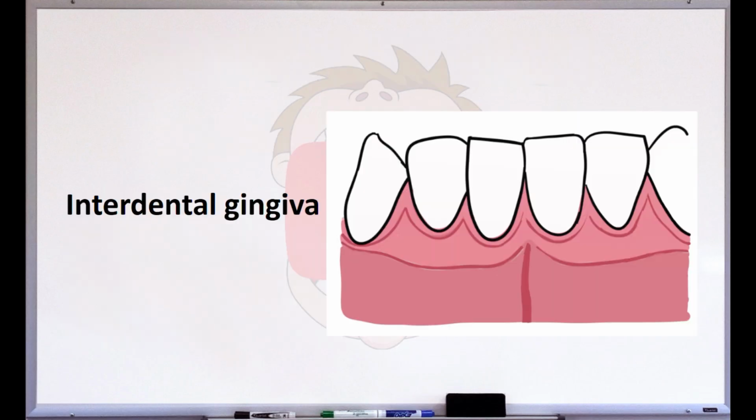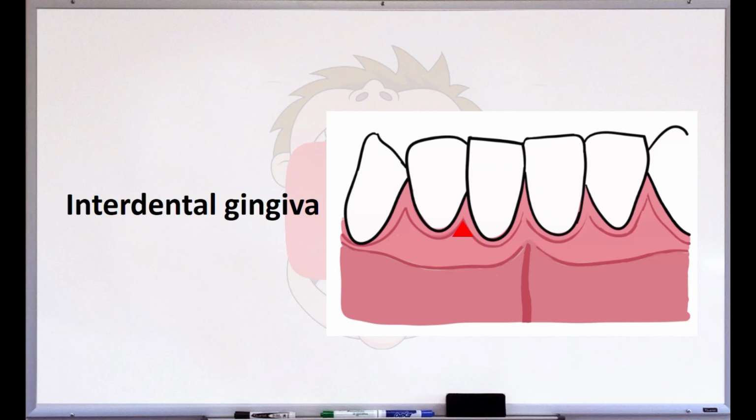Talking about interdental gingiva, the interdental gingiva occupies the gingival embrasure, which is the interproximal space beneath the area of tooth contact. The lateral borders and tips of the interdental papillae are formed by the marginal gingiva of the adjoining teeth, and the intervening portion consists of attached gingiva.